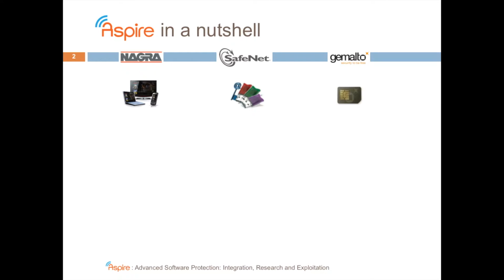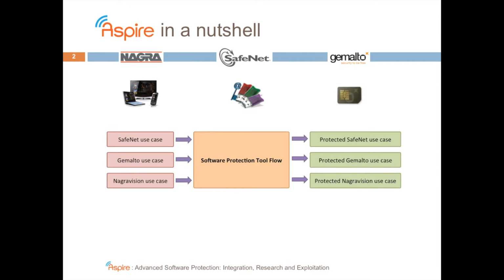However, in today's world where there is a zoo of mobile devices, pure hardware-based solutions are not very convenient. So in this project, we want to build a software protection tool flow that can protect software almost as good as hardware can do. And so we want this software protection toolchain to be capable of protecting the use cases of the three companies. These use cases are embedded purely in software, and so all the assets that need to be protected are embedded in the software.